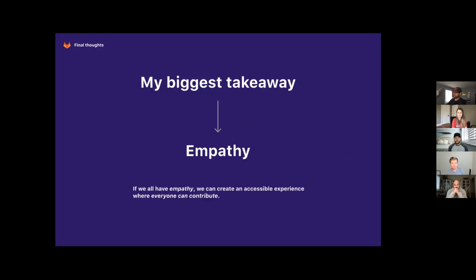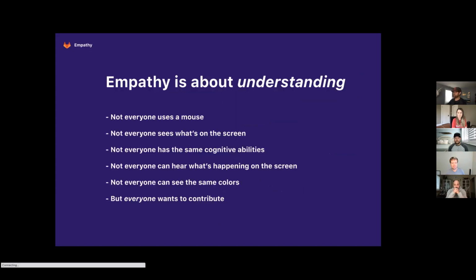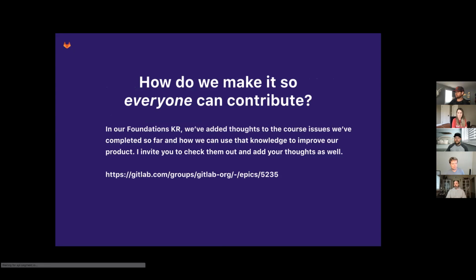And if we all have empathy, we can create an accessible experience where everyone can contribute, truly. And I'll reiterate this again. Empathy is about understanding that not everyone uses a mouse, not everyone sees what's on the screen, not everyone has the same cognitive abilities, not everyone can hear what's happening on the screen, not everyone can see the same colors, but everyone wants to contribute. So if we have this empathy and understanding of these things, we can look at a design and have that in mind as we make our design decisions.